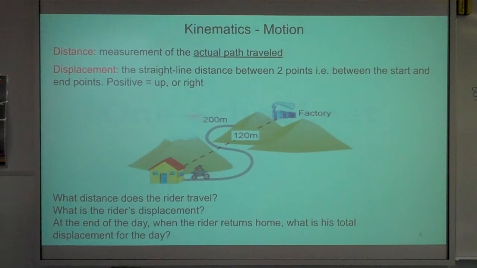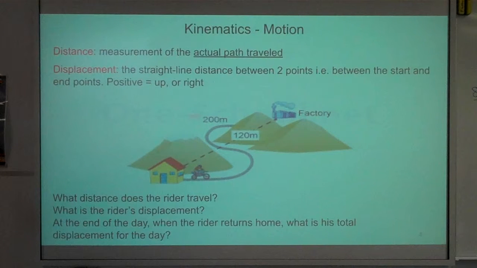Now, there we go. There's our 2 mini little definitions, and those are the ones you'll need to note down. Distance is the measurement of an actual path travelled. So the distance is the road, if you like, that the motorcyclist takes. Displacement is the straight line distance between 2 points. Okay, and it can have directionality as part of that.